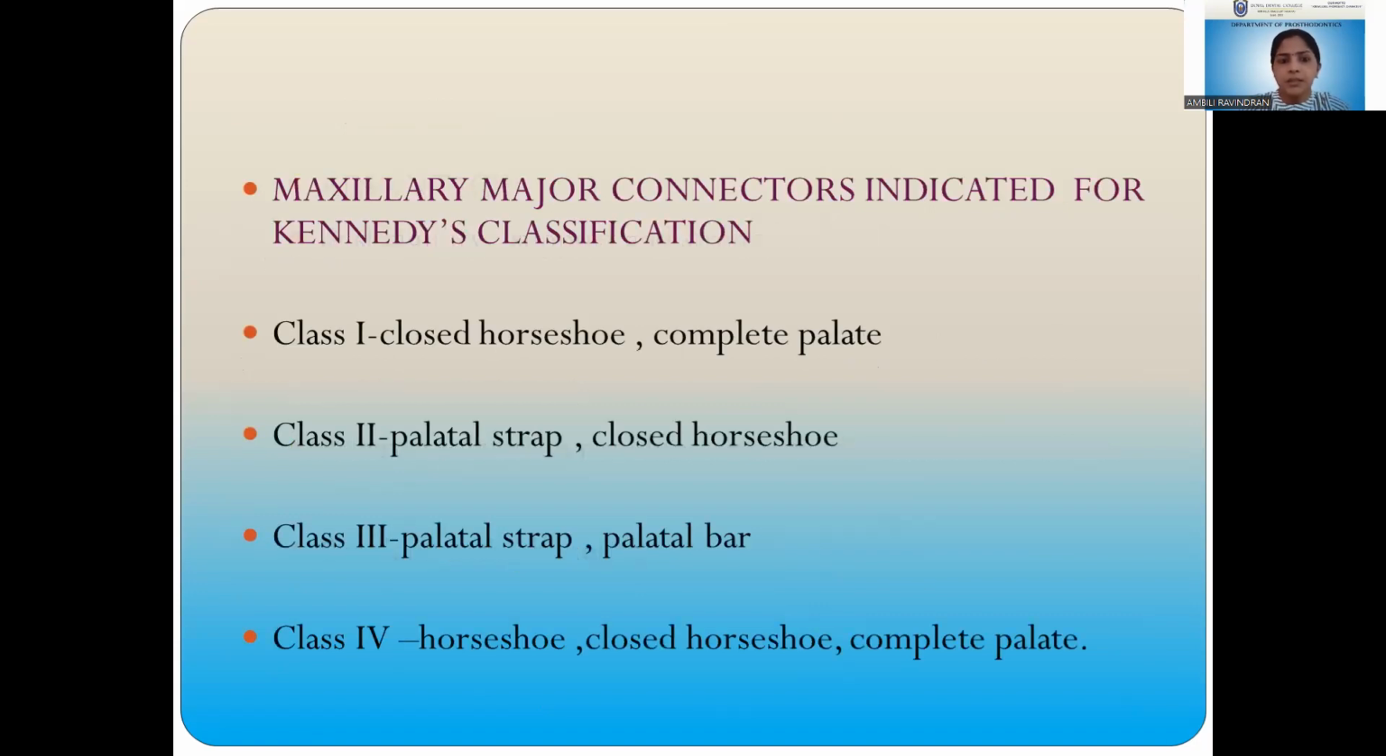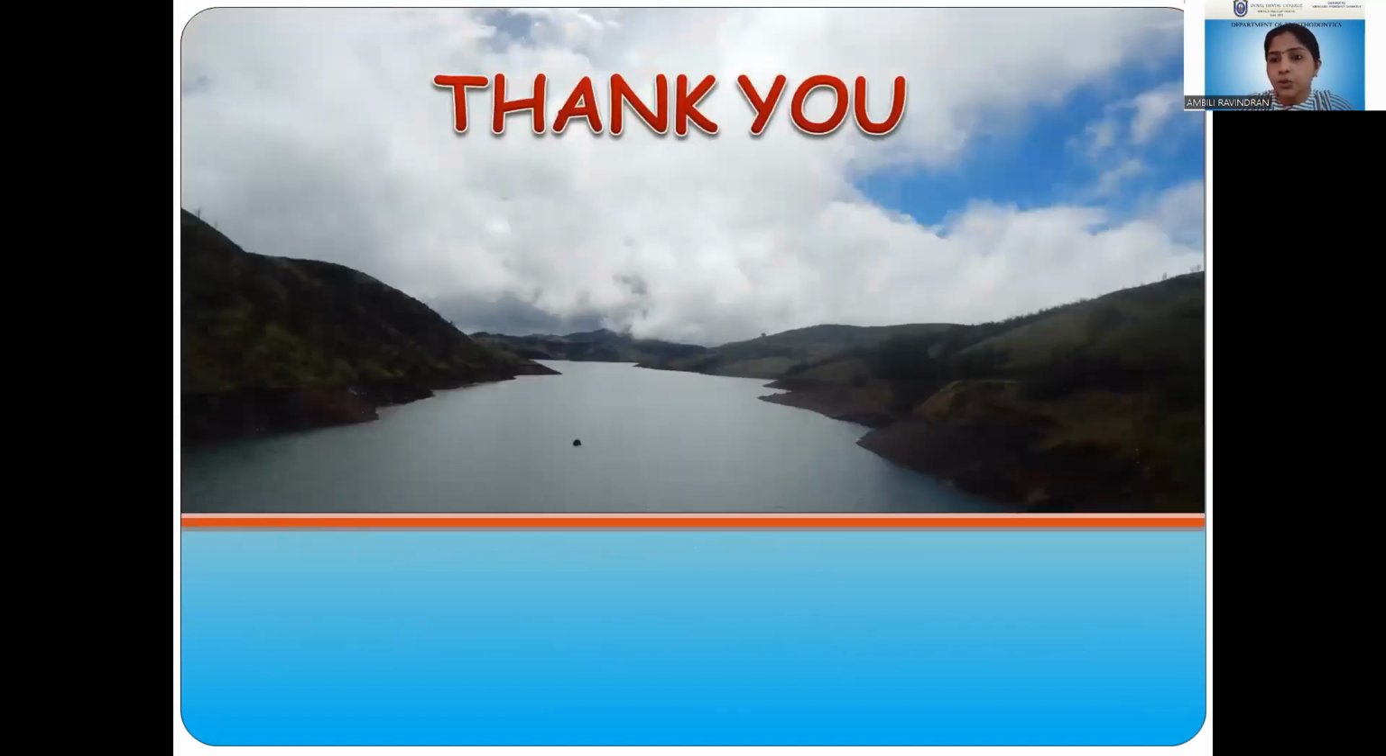Now we summarize the major connectors in the maxilla. For a Class 1 situation, we use closed horseshoe and complete palate type. For Class 2, palatal strap and closed horseshoe. For Class 3, palatal strap and palatal bar. Class 4, horseshoe, closed horseshoe, and complete palate type. So that is about the different types of major connectors in the maxilla.